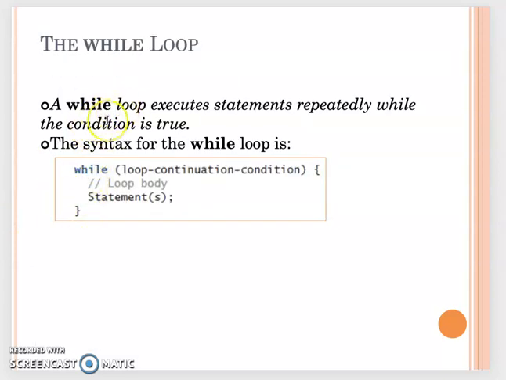For the while loop, you have the while keyword, followed by a condition. If this condition is true, I get into the block after the while loop. On the other hand, if this condition is false, then I skip this statement and go to the next line after the statement. So the while loop executes a statement repeatedly while the condition is true, and it finishes when the condition is false.